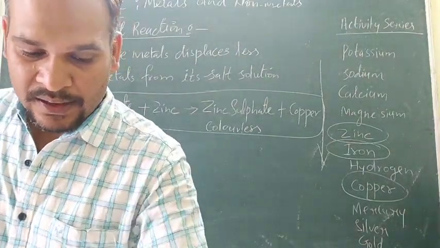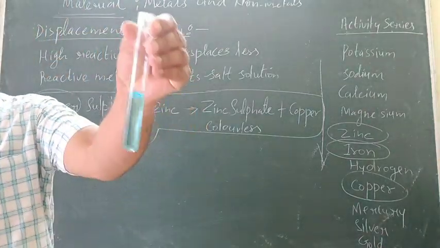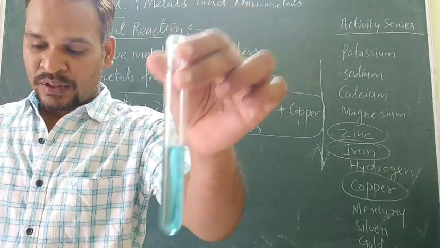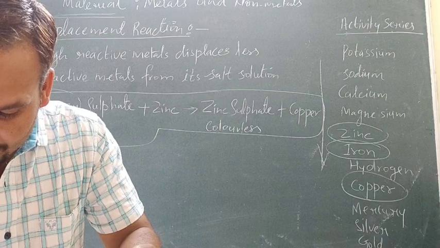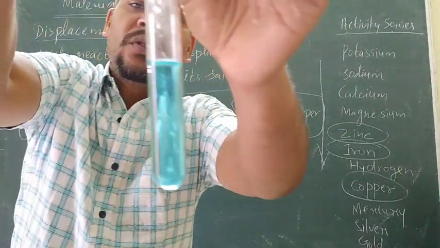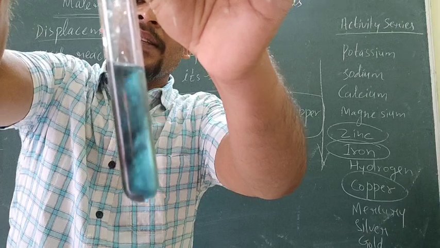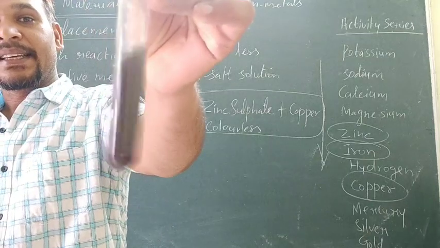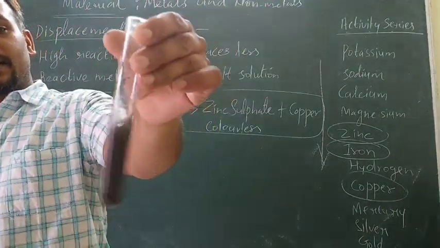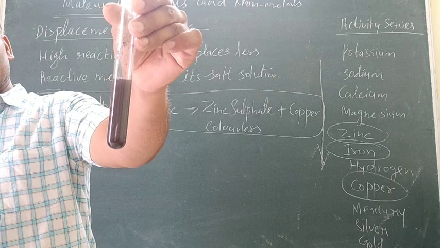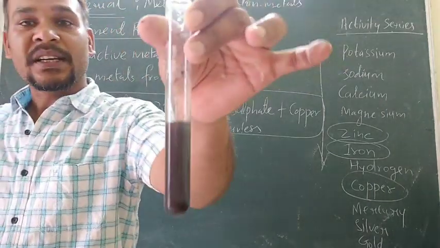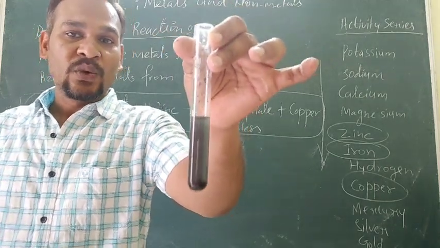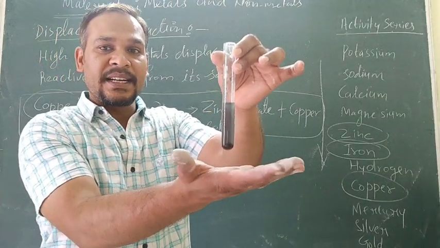Suppose I have this copper sulfate solution. Here you can see, which color is this? It is blue in color. Now when I am adding zinc into this solution, you can see the changes. Zinc is added now. Now when the zinc is added into the solution, let's see the color. Slowly the zinc sulfate will be settled down.